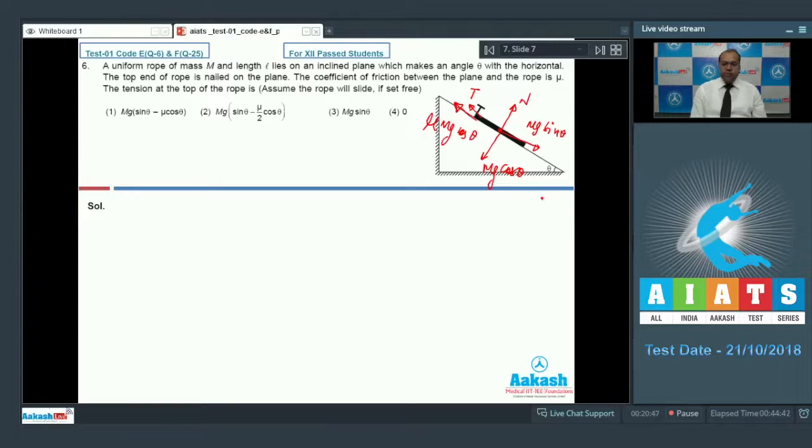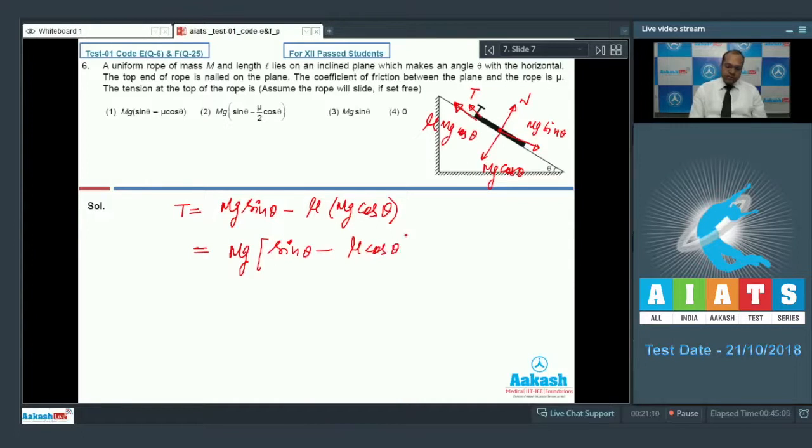And let tension T at the top end of the rope be acting in this direction. So if this rope is in equilibrium, I can say that the value of T is equal to mg sin theta minus mu into mg cos theta. So if I take mg common, this is equal to mg times (sin theta minus mu cos theta). So option 1 is the correct answer. Let's move to question number 7.